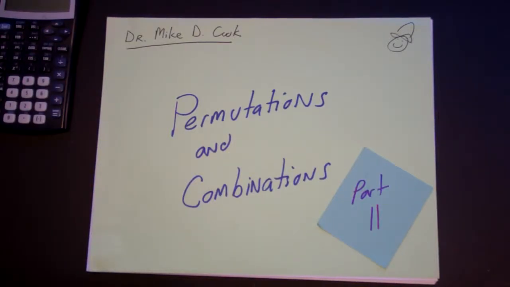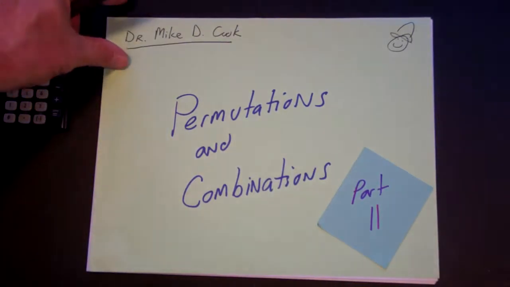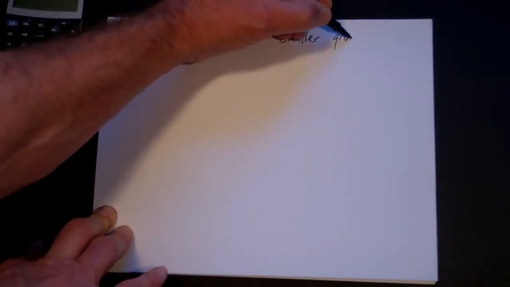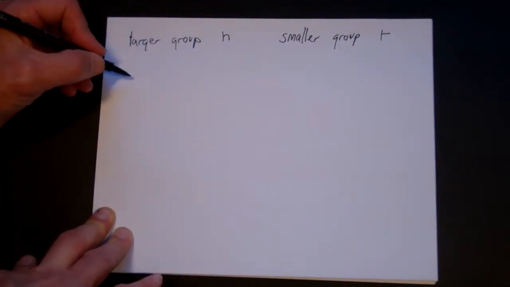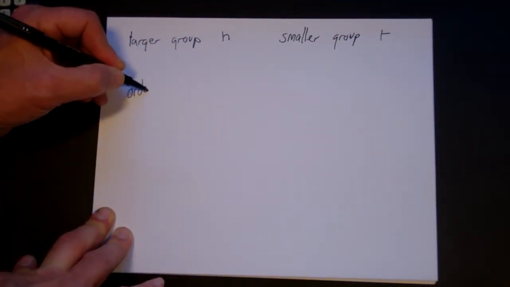This is the second in a series of videos on permutations and combinations. And this one, we're going to start by reviewing the key question. These problems are ones in which we have a larger group of N and a smaller group that we're going to call R. From the larger group N, we're going to choose a smaller group R. And the question is, does order matter?